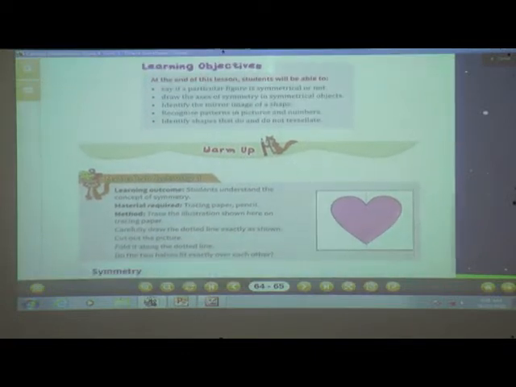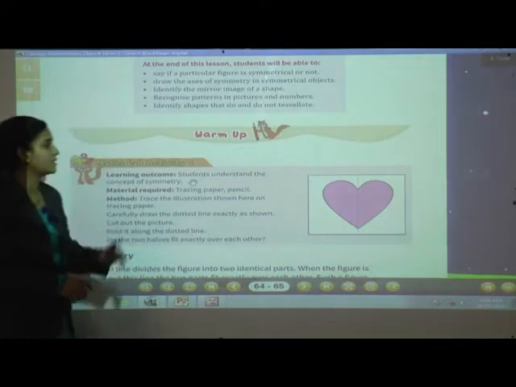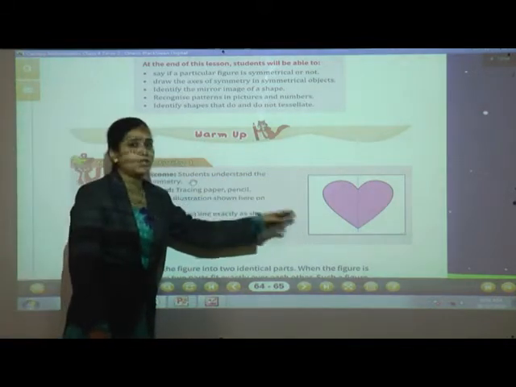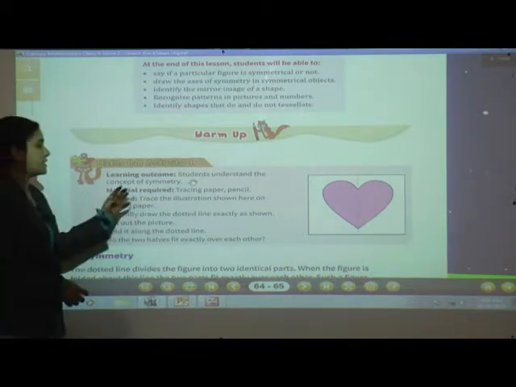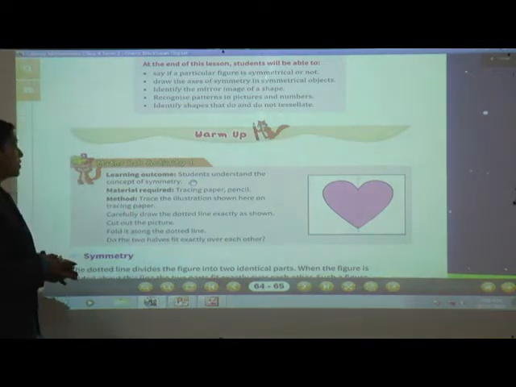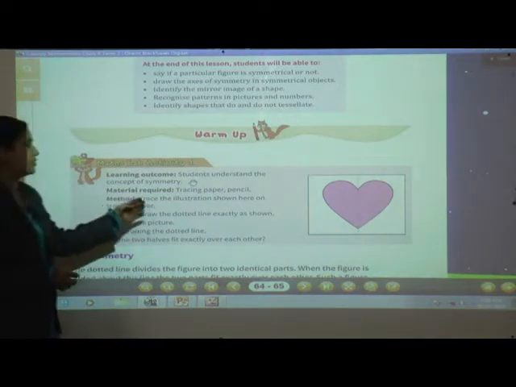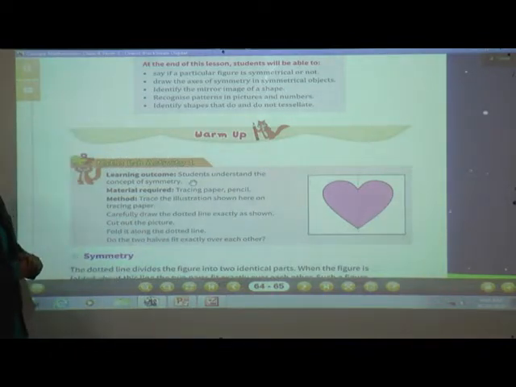Here they have given one lab activity. See what they told us. Learning outcome: students understand the concept of symmetry. That means in this activity you will learn the concept of symmetry. Now material required. For this activity you require tracing paper and pencil. And method: trace the illustration shown here on the tracing paper.